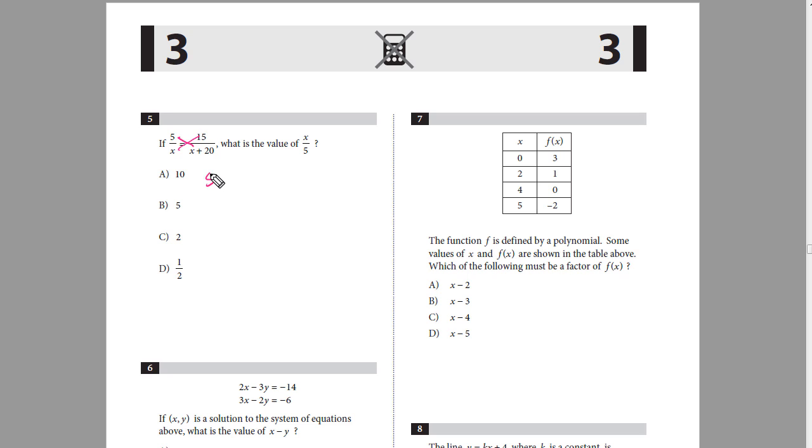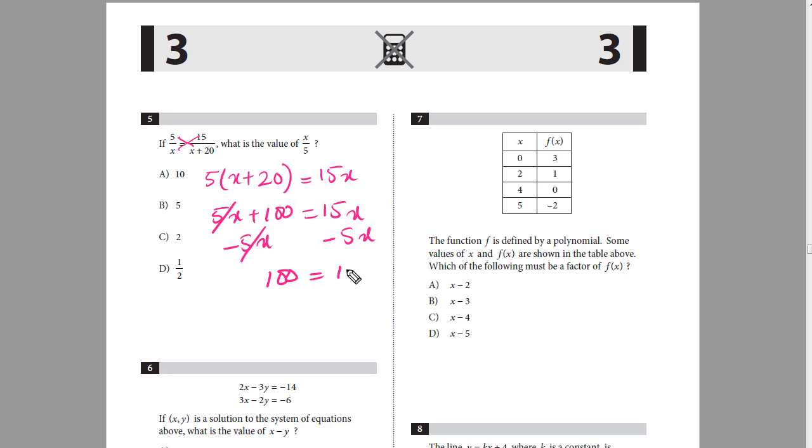That cross multiplication will be like 5 times x plus 20 is equal to 15 times x, so it will become 15x. On the left side, that will be 5x plus 100 is equal to 15x. We will do negative 5x on both sides. Over here it will get cancelled, and on the right side it will become 10x. So 100 will be equal to 10x.